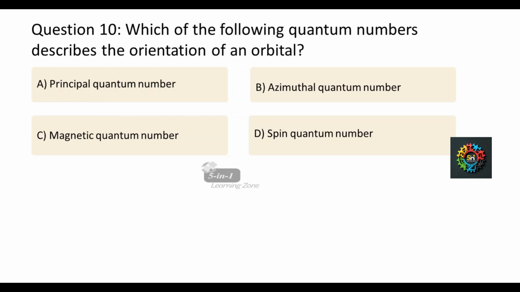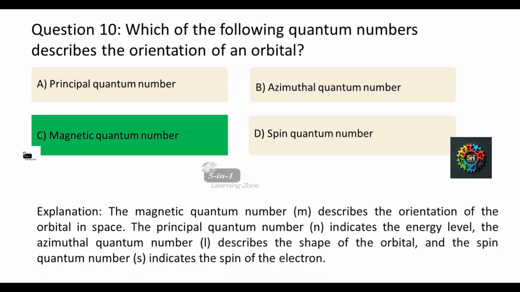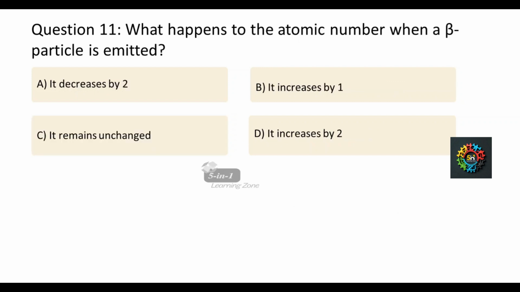10. Which of the following quantum numbers describes the orientation of an orbital? Answer: C. Magnetic quantum number. Explanation: the magnetic quantum number, m, describes the orientation of the orbital in space. The principal quantum number, n, indicates the energy level. The azimuthal quantum number, l, describes the shape of the orbital, and the spin quantum number, s, indicates the spin of the electron.